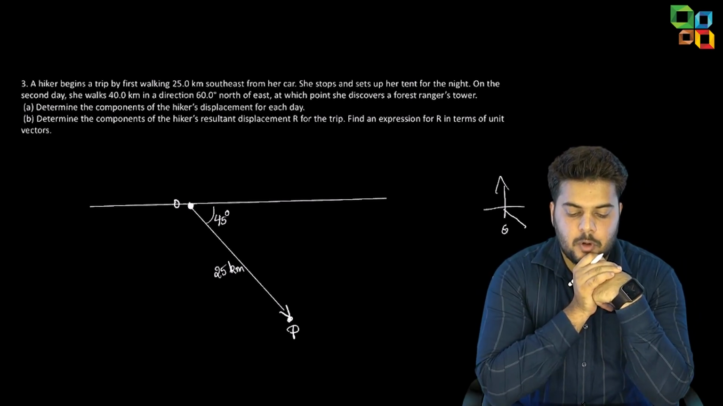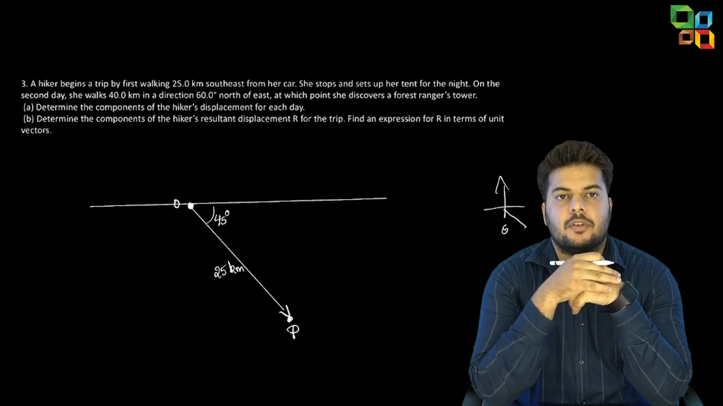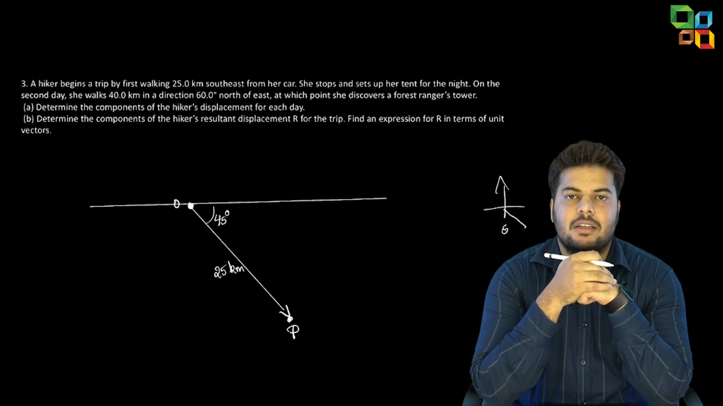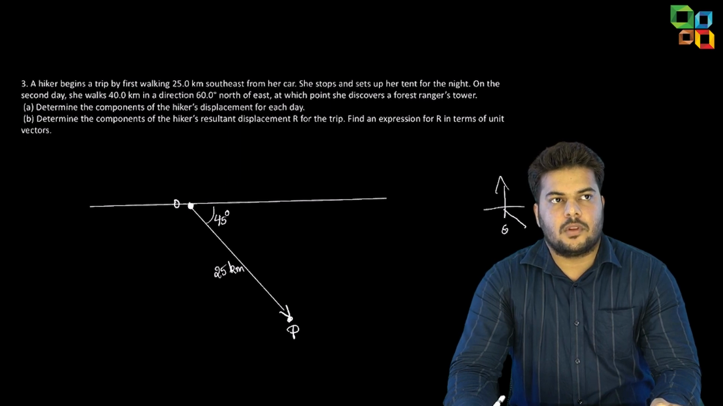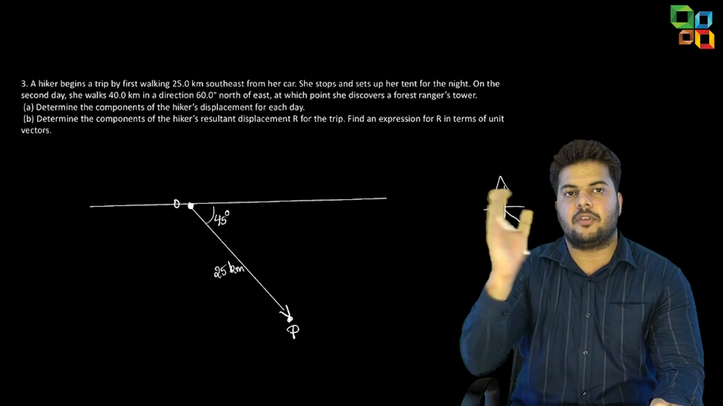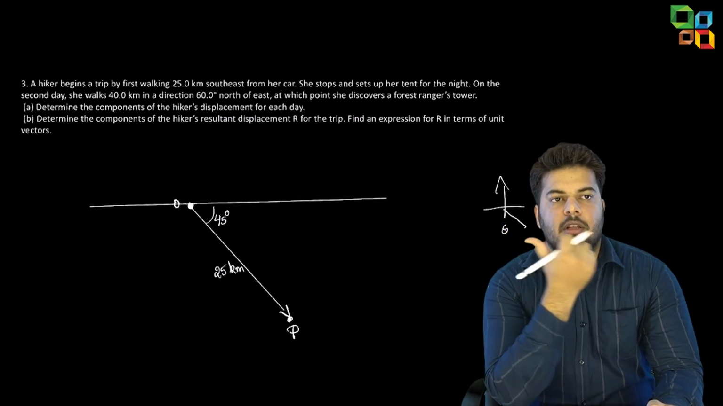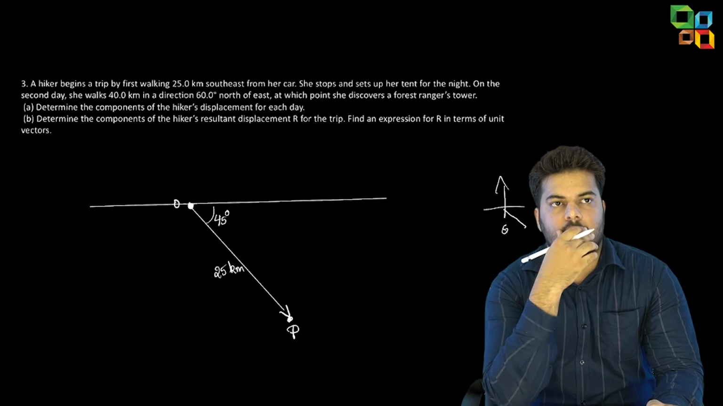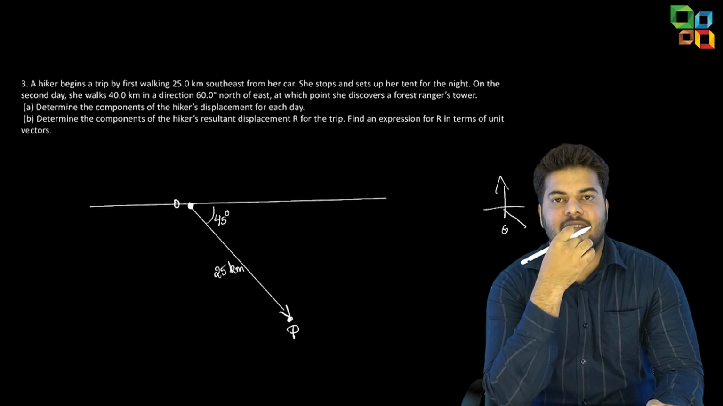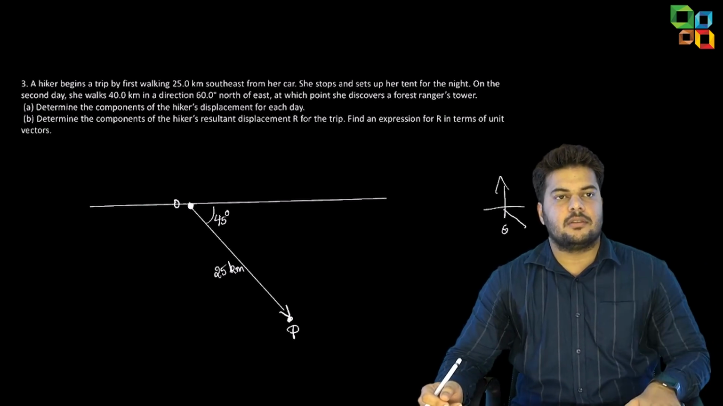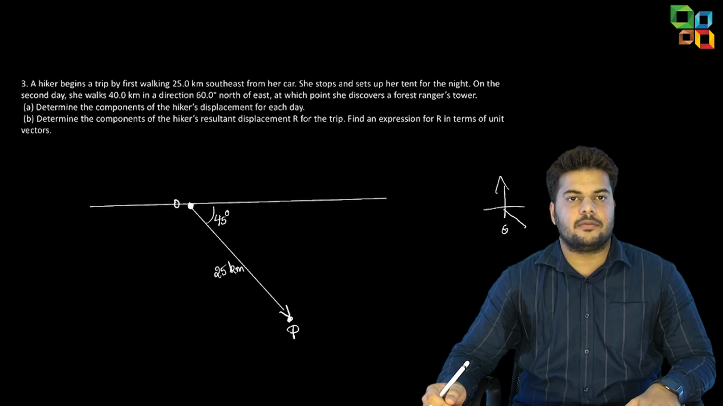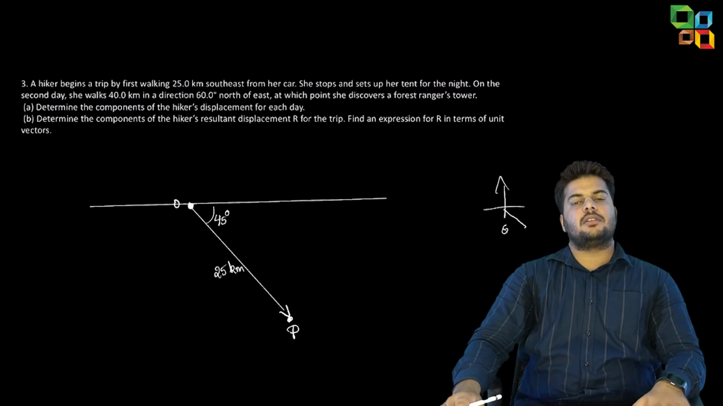On the second day, she walks 40 kilometers in a direction 60 degrees north of east. Can you help me out with that? 60 degrees north of east, what does that mean? You would have gone along the east direction, but you're going... Anirudh, what does it mean? 60 degrees north of east. Look at the wording.